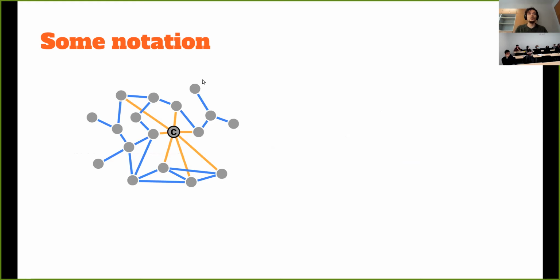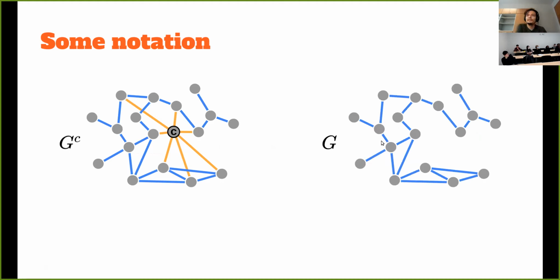I'm going to choose an arbitrary node C, that I'm going to call my target node. And I'm going to color the edges incident to my target node in yellow and the edges not incident to the target node in blue. And then I'm going to remove the node to get this graph, right? So this graph is going to be G^C, and this graph after the removal is going to be G. So all of my symbols that contain the superscript C correspond to the graph before the removal that contains the target node C. All of the symbols that don't have the superscript don't have the node.